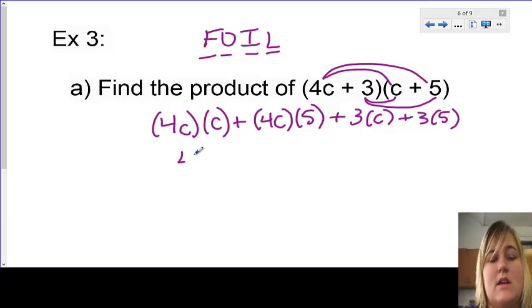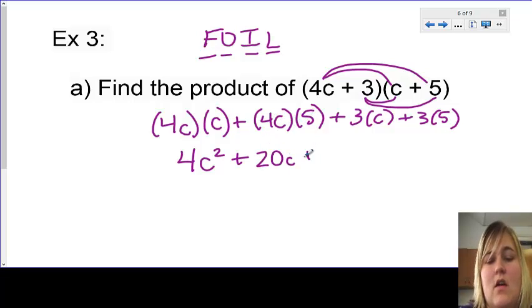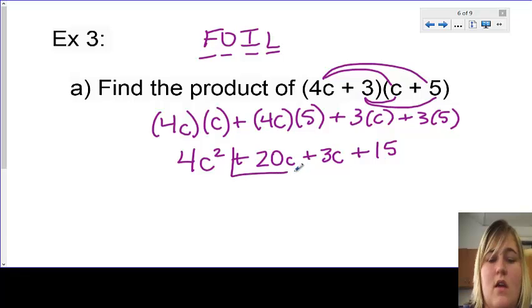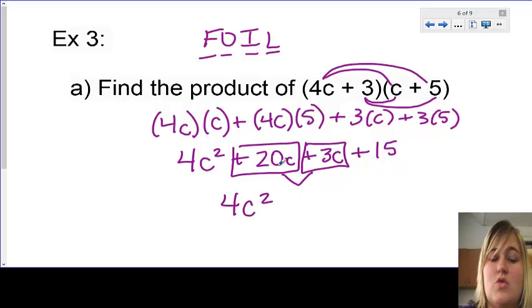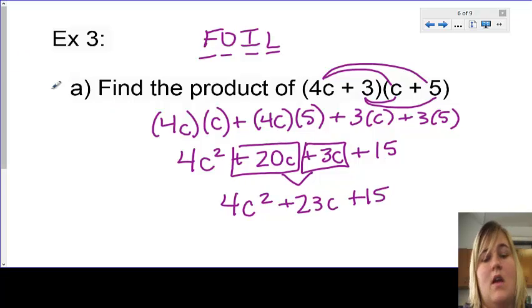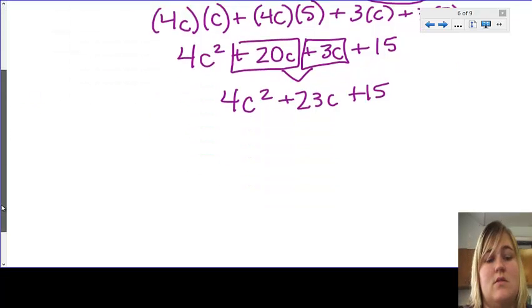So 4c times c gives me 4c squared plus 4c times 5. 4 times 5 is 20, tack on the c, plus 3 times c is just 3c, plus 3 times 5 is 15. Well, I have like terms, so I need to make sure that I combine those. So I have positive 20c plus 3c are like terms. My 4c squared comes straight down. 20c plus 3c gives me a positive 23c plus 15. And that's my final answer. I don't have any more like terms. This is simplified as far as it goes.